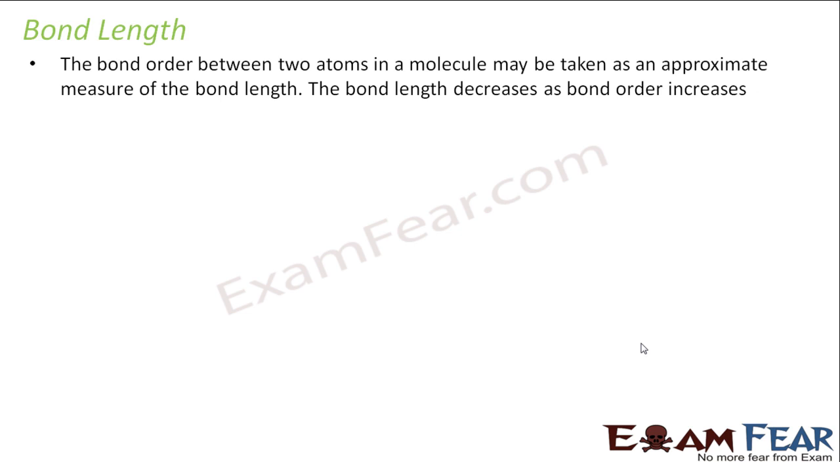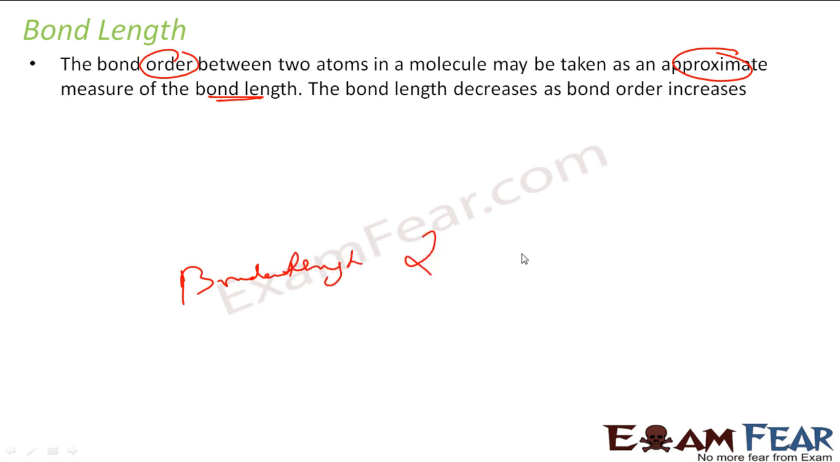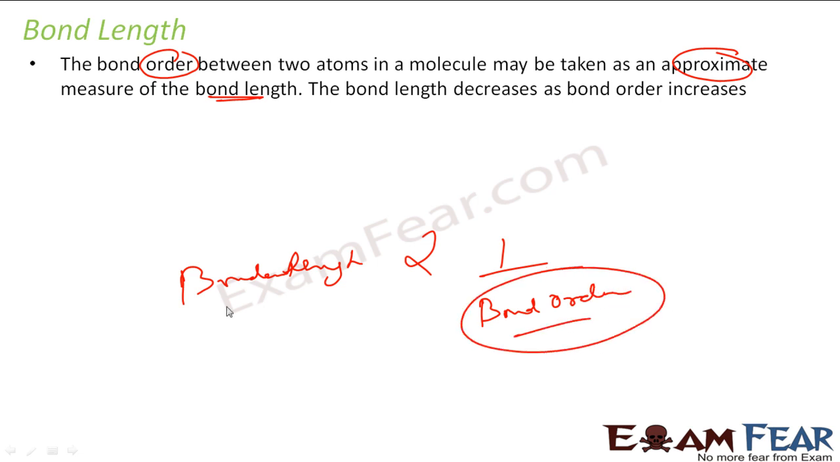When you talk about bond length, since till now we have just got the bond order, how do we get the bond length? The theory says that the bond order can be taken as an approximate measure of bond length. That means bond length is inversely proportional to bond order. So I know the bond order: the higher the bond order, the lower the bond length. And that is something you have seen in the earlier theories also. For a double bond, the bond length was less. For a triple bond, the bond length was all the more less. Same thing here. So with the bond order, we can have a fair idea of the bond length also.